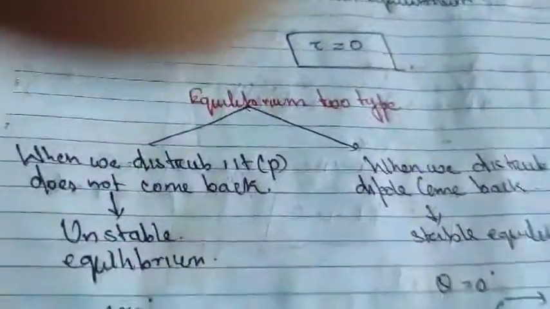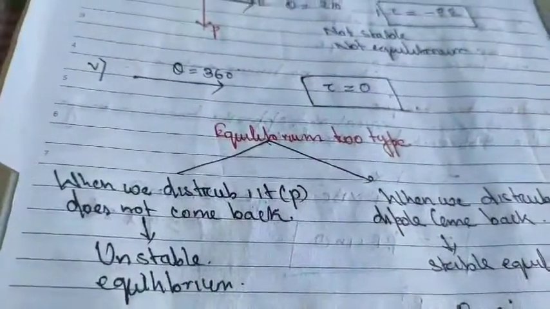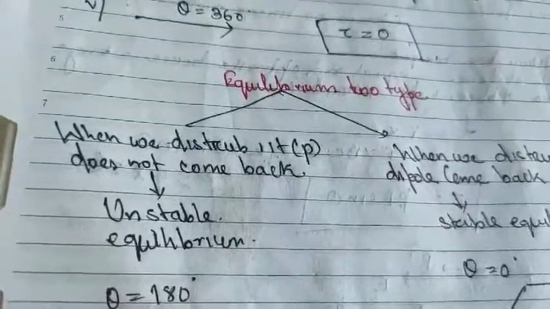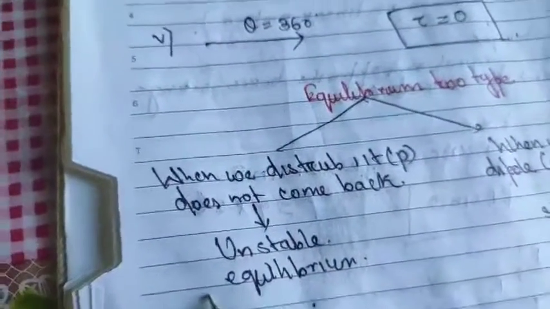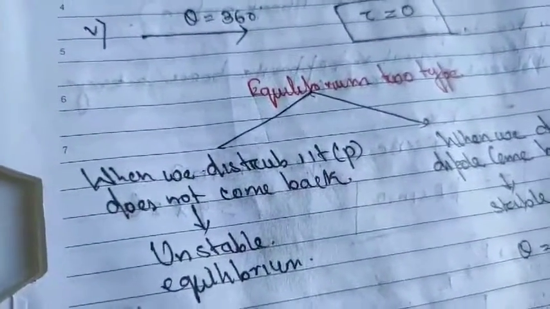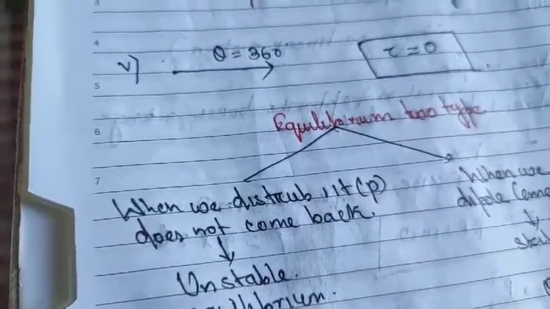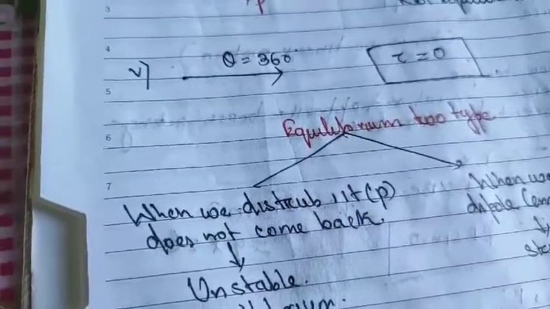So this is the most important thing which you have to remember: the condition for stable and the condition for unstable. Clear? Theta is 180 degree, theta is 360 degree. In all these you are getting torque as 0, but it is unstable. Stable is only one condition, student, when theta is at 0 degree. Clear to you?